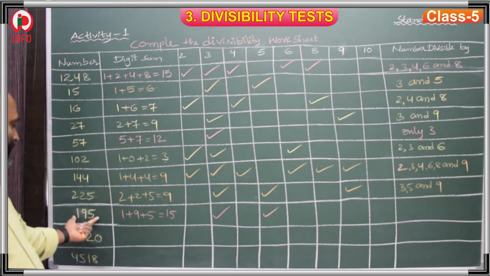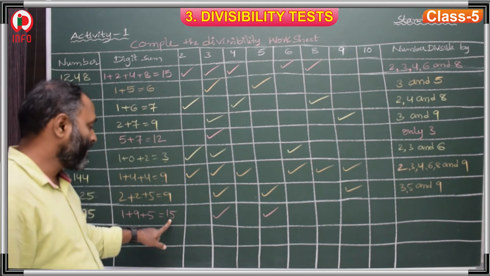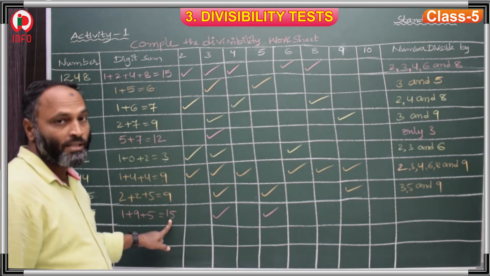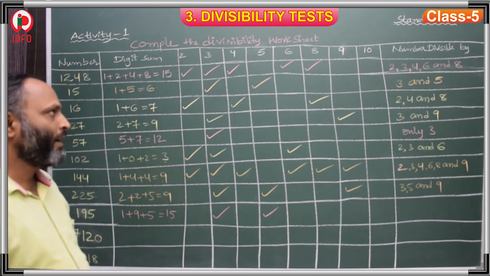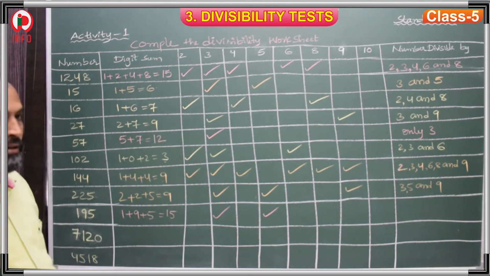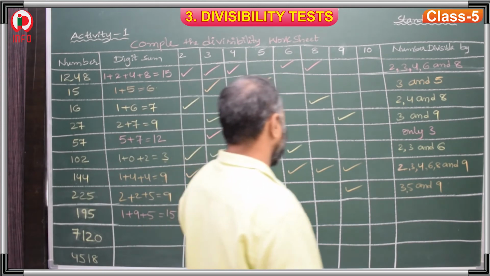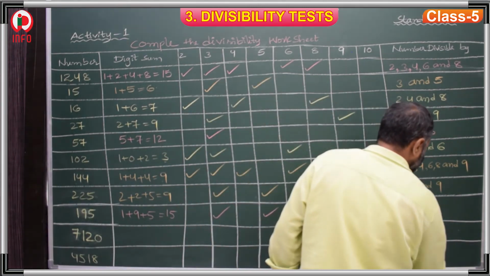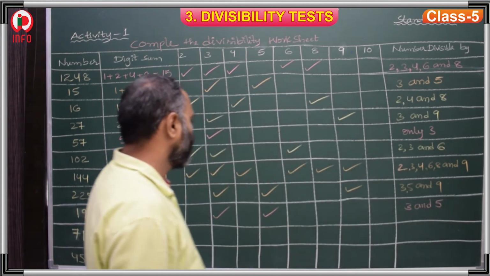For 8, the last 3 digits are not divided by 8. Then 9, the sum of the digits is 15, and 15 is not divisible by 9, so it is not divided by 9. For 10, the last place has no 0, so it won't divide by 10. Only 3 and 5.